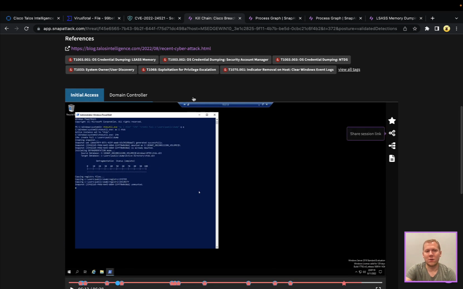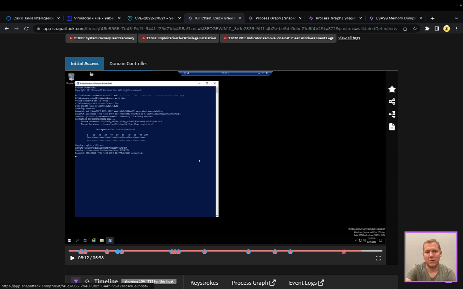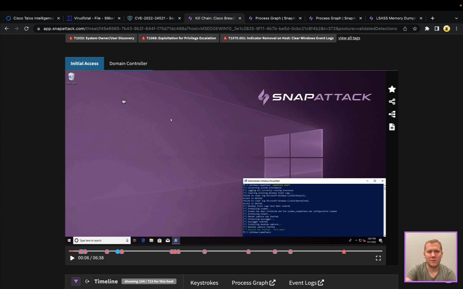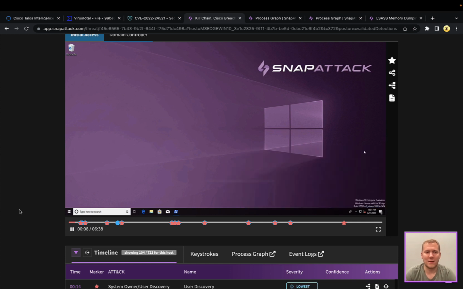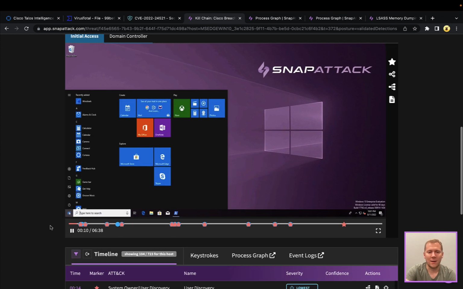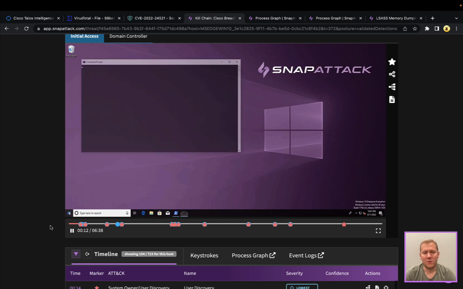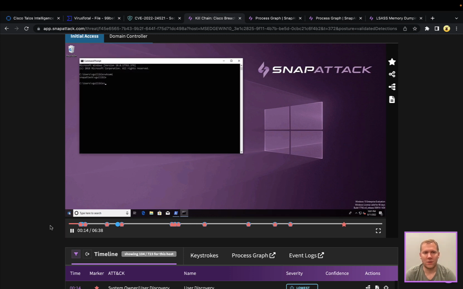So we can take a look here. Again, this is just going to be a very simple network, simple machine. We've got our initial access, which would be the victim's workstation, and then we've got a domain controller. Again, for the purposes of everything here, we can just play the video and take a look at this on the victim machine. And again, everything that you saw in that blog post, we're able to replicate in here.